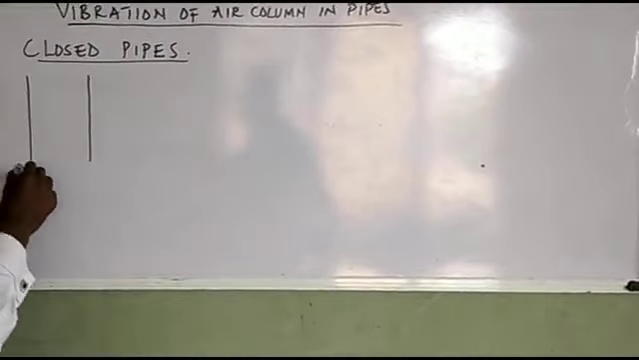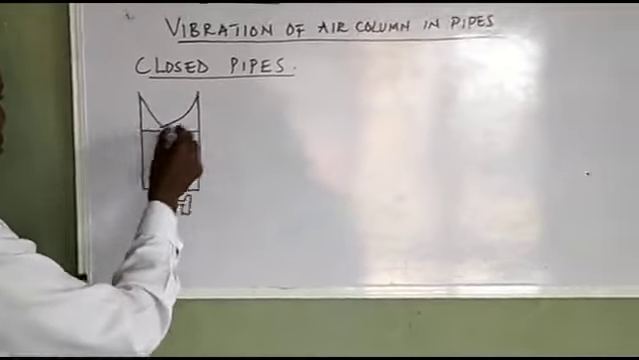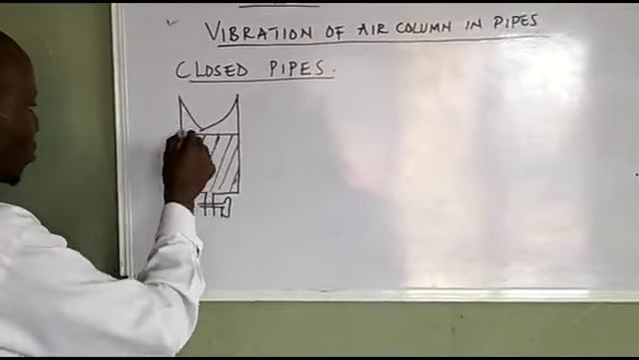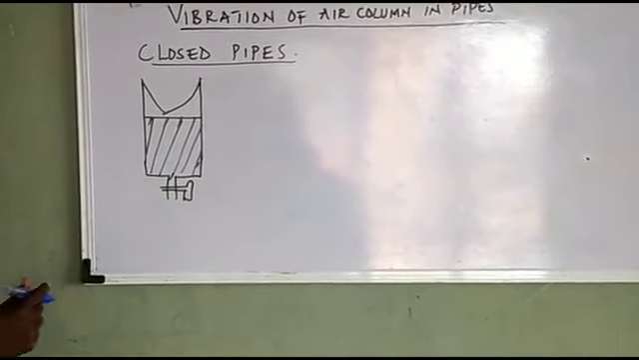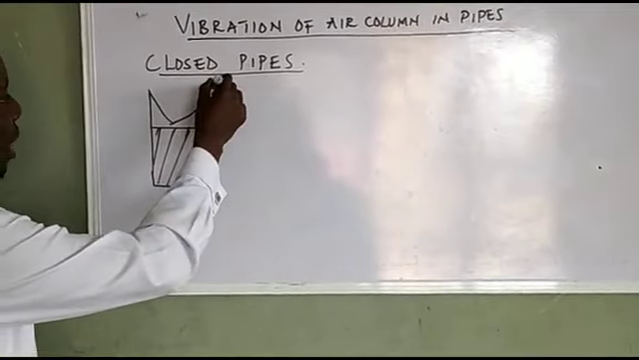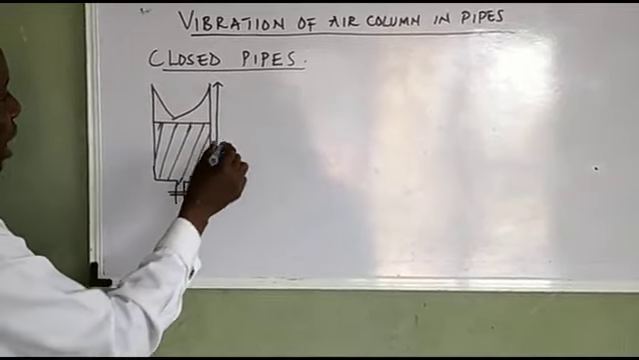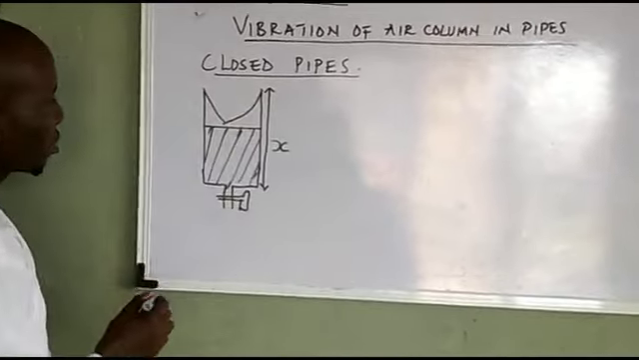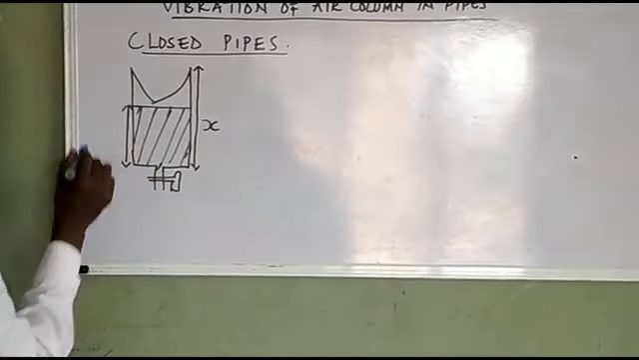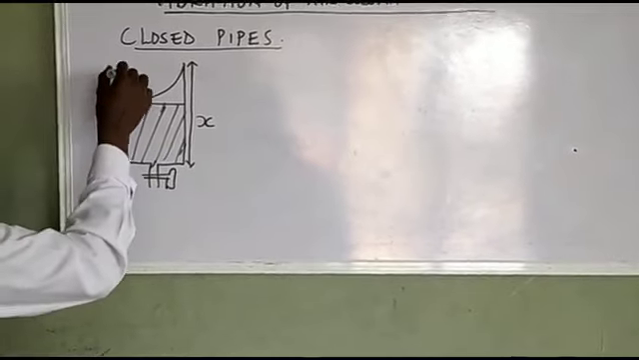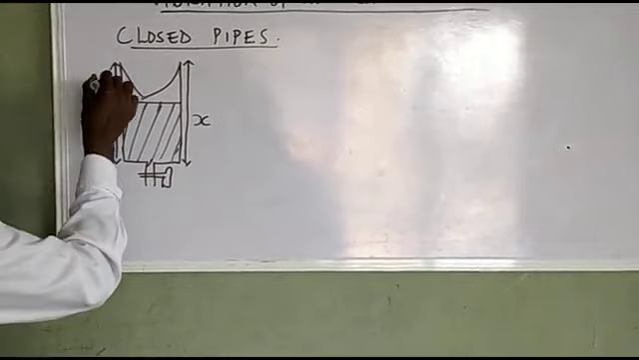Look at this. Now, look at this. This is the total length of the pipe. Let me label it as X. The length of water inside the pipe, let me call it Y. The length of air column, let me call it A.